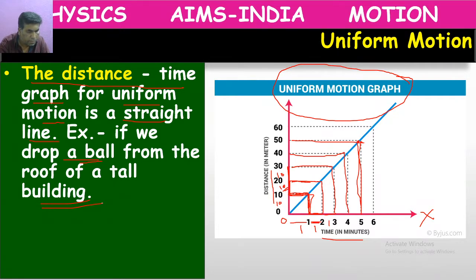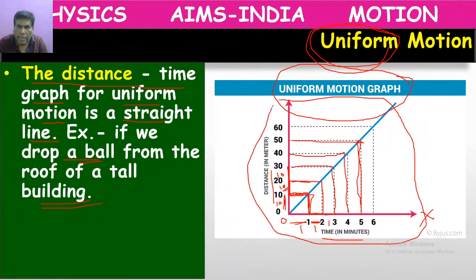Okay. Somebody is asking, explain again, sir. Okay, uniform motion means in equal intervals of time, it has to travel an equal amount of distance. Then we can say that it is uniform motion. Throughout the graph, the body is traveling in 1 second, covering 10 meter distance. Like that, it is traveling in a uniform manner.